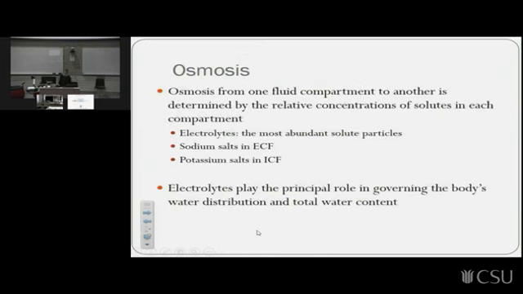Osmosis from one fluid compartment to another is determined by the relative concentration of solutes in each compartment. Electrolytes are the most abundant solute particles, and those are comprised of sodium salts in the extracellular fluid and potassium salts in the intracellular fluid. Electrolytes play a principal role in governing the body's water distribution and total water content. Okay, so you can start to see how water balances and intracellular and extracellular fluid balance out nicely with what we've just spoken about with the urinary system in terms of reabsorption of those salts back into the bloodstream.